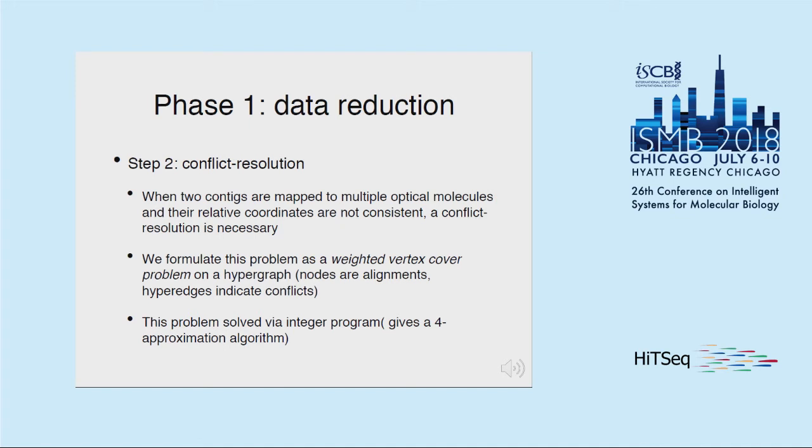Step 2 is the conflict resolution. When 2 contexts are mapped to multiple optical molecules and their relative coordinates are not consistent, a conflict resolution is necessary. We formulate this problem as a weighted vertex cover problem on a hypergraph. In the hypergraph, the nodes are the alignments, and the hyperedges indicate the conflicts among 4 alignments. We solve this problem by integer program. As we know, integer programming is NP-hard, so we relax the integer program to a linear program and give a full approximation algorithm to solve it.